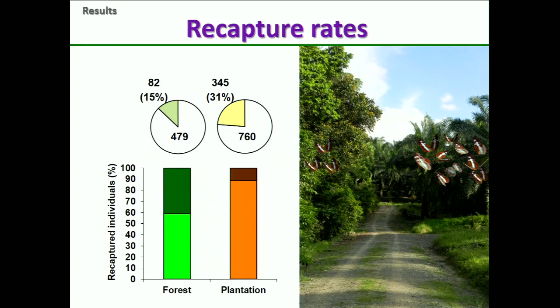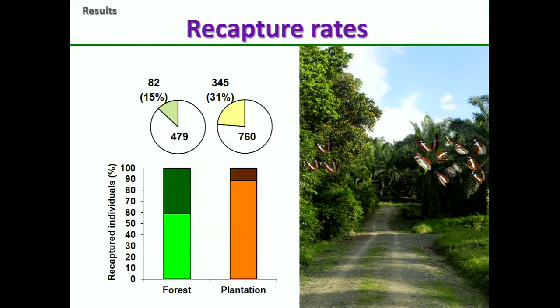So I just wanted to point out here that I'm going to be referring to forest and plantation individuals for the rest of my talk. And what I mean by that is for all the individuals that were marked in forest, these are forest individuals. And for all the individuals that were marked in plantation, these are plantation individuals, regardless of whether they cross the boundary at a later point in my study.